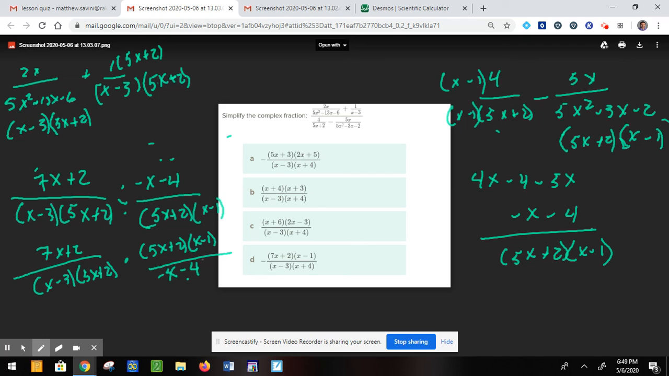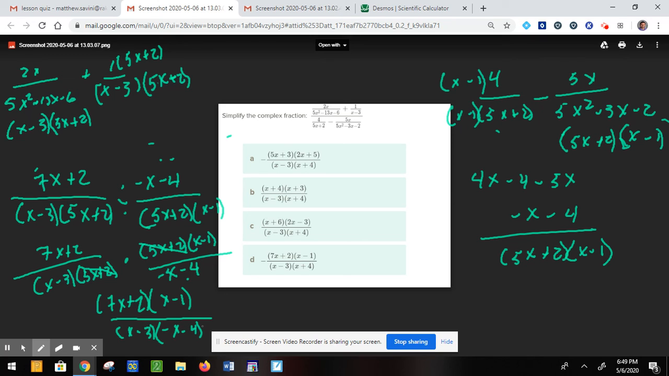All right. The 5x plus 2's can get crossed out. They cancel. And you're left with 7x plus 2 times x minus 1 over x minus 3 times negative x minus 4.